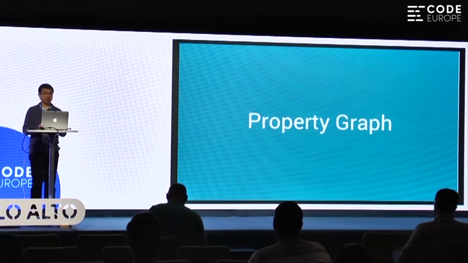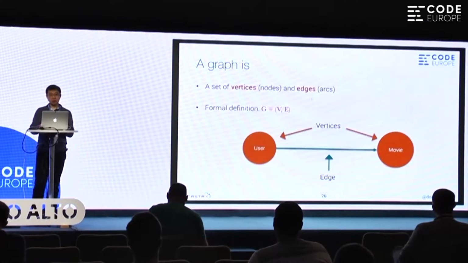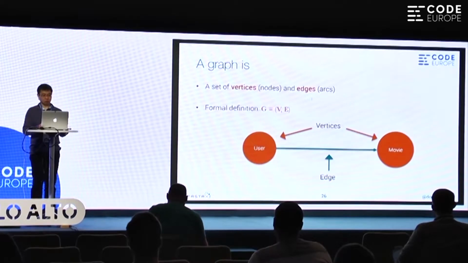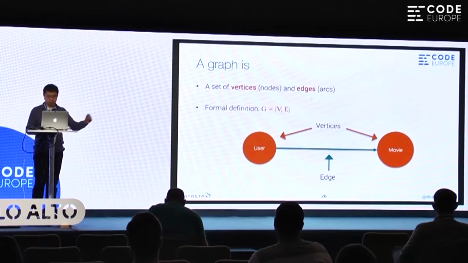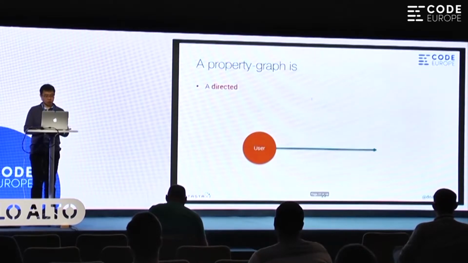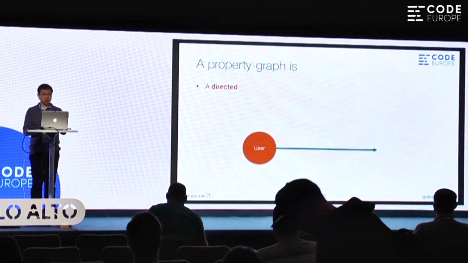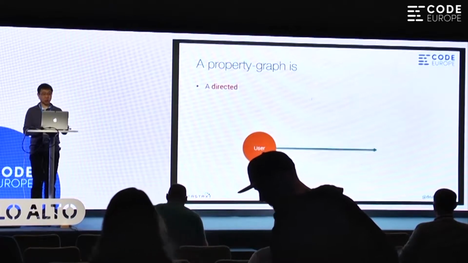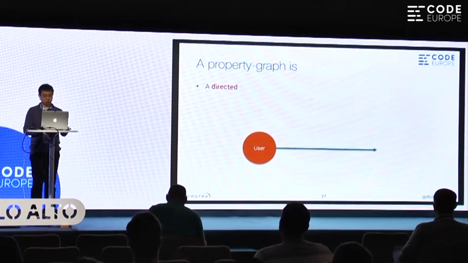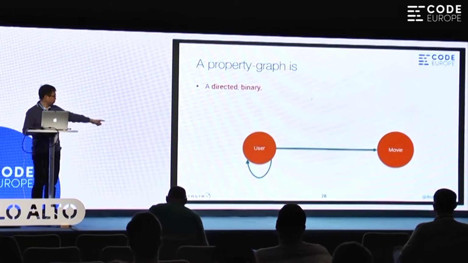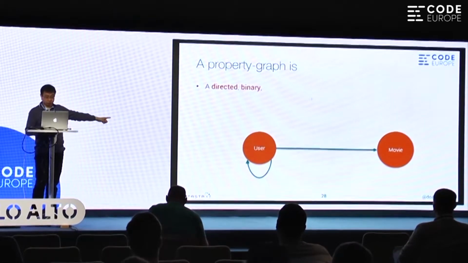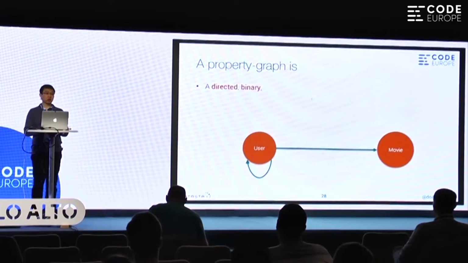So what is a property graph? This is the formal definition. A property graph is composed of vertices, or nodes, and edges, which are the arcs. You have a vertex. You have a connection, so an edge, which is directed, so it has one direction between two vertices. You can have a connection between a vertex and itself. It is binary because you cannot connect more than two vertices with a single edge, right?